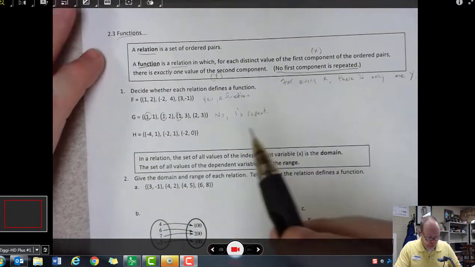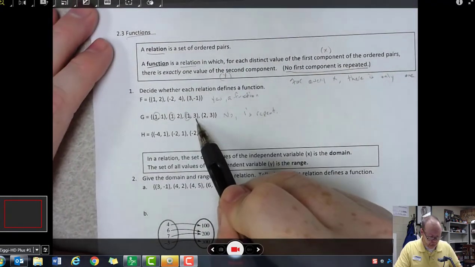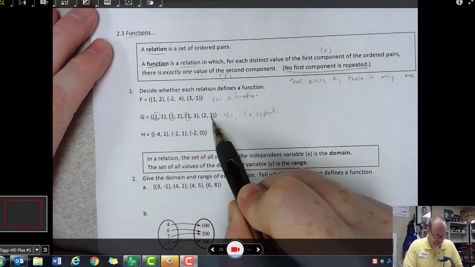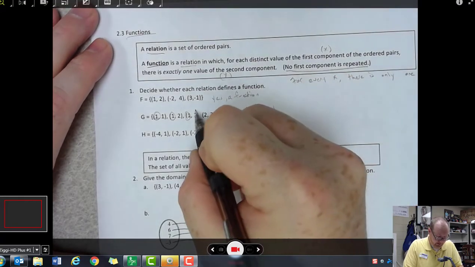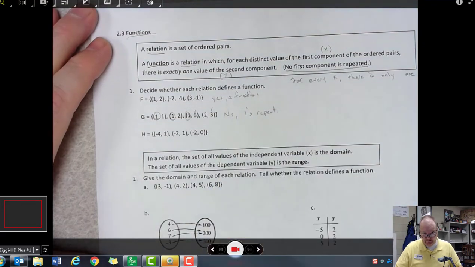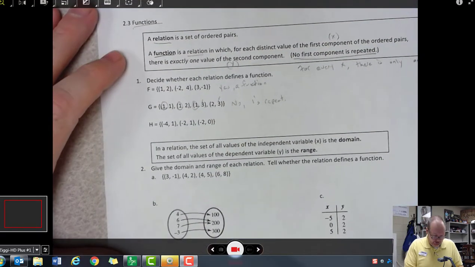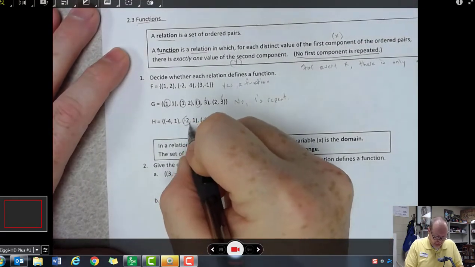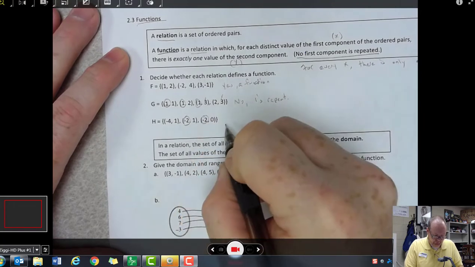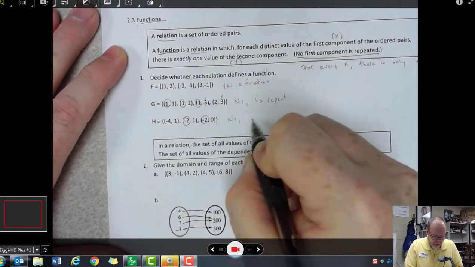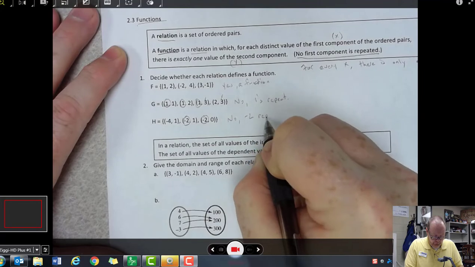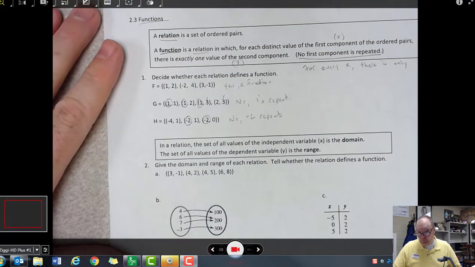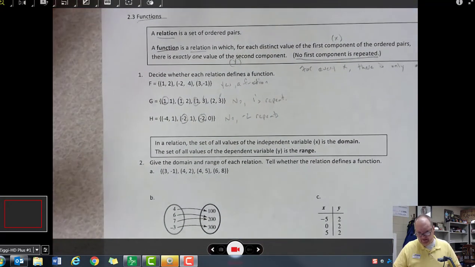Notice something with me though. 3 also repeats. That doesn't matter, does it? Because that's a y value. It's the x's that I'm interested in. And same thing in H, I've got -2 matched with 1 and -2 matched with 0, so not a function. The -2 repeats.